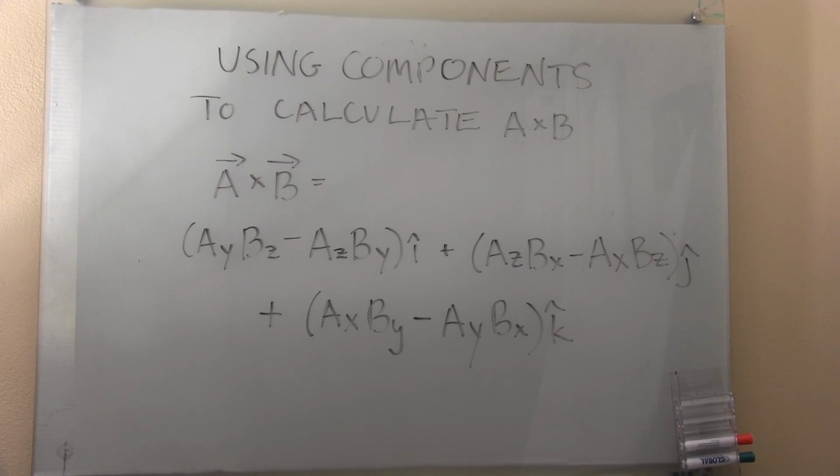Here's an example of how to calculate the cross product using the components. In this example, we are calculating the cross product of two three-dimensional vectors. Of course, you could use this method to calculate the cross product of a two-dimensional vector, noting that one of the dimensions would be 0.